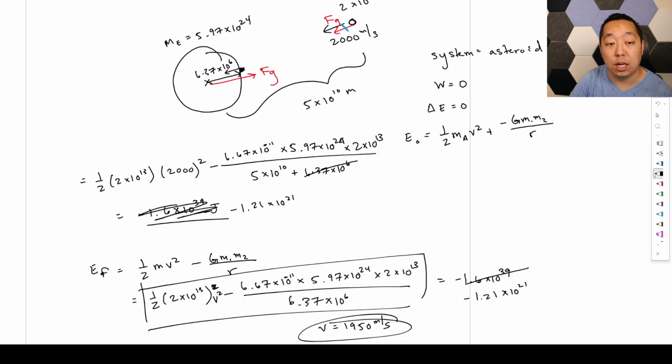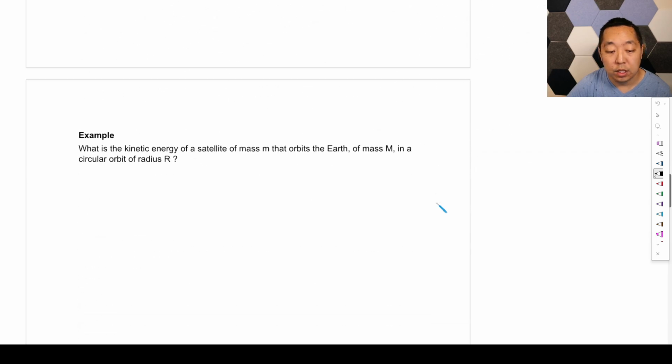And so the force is not constant, which is why we can't just use force times the displacement, because the force is going to vary as he moves closer, right? So it's not a constant force in there. All right, let's look at another example.